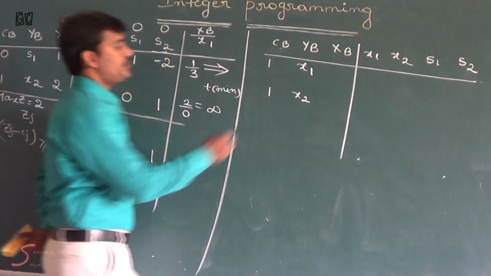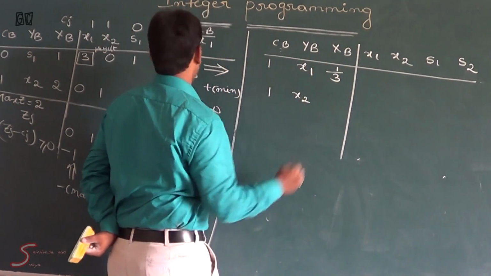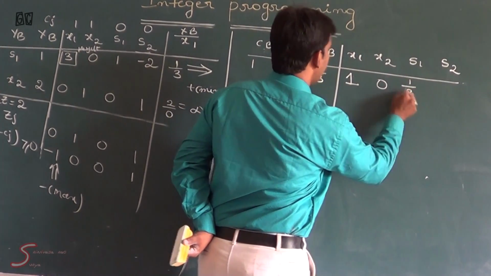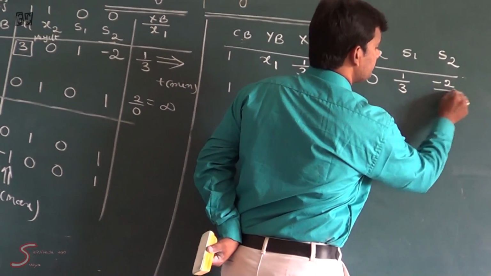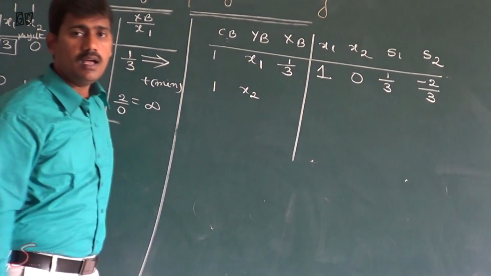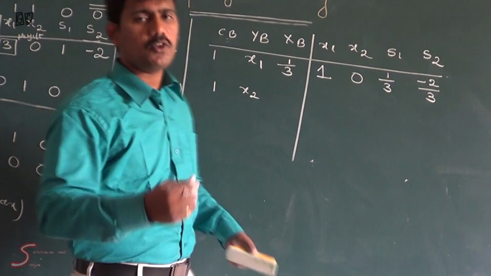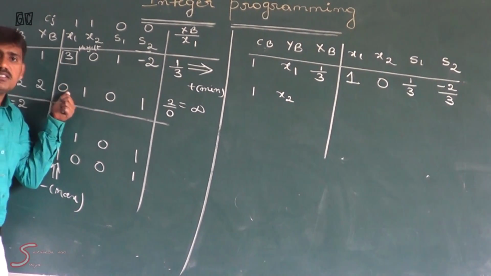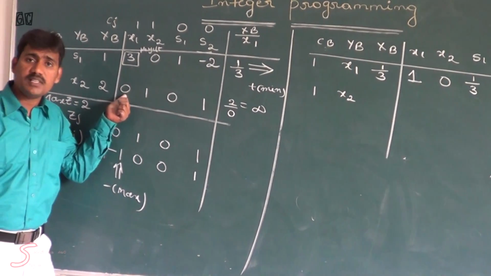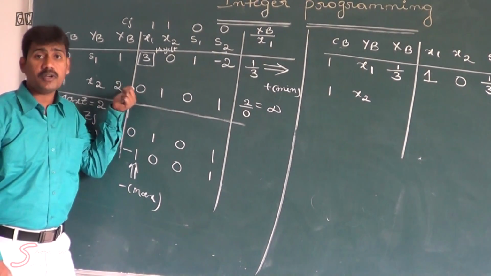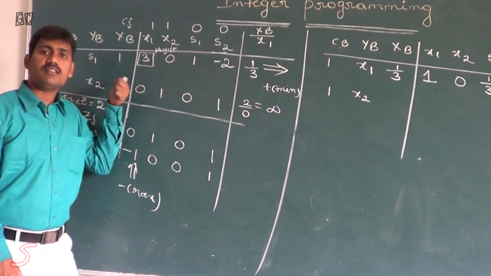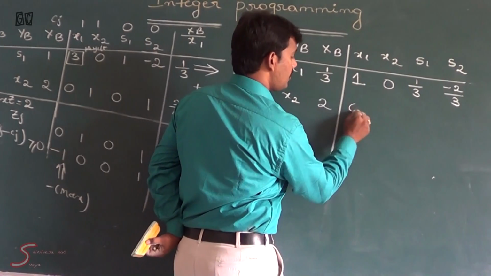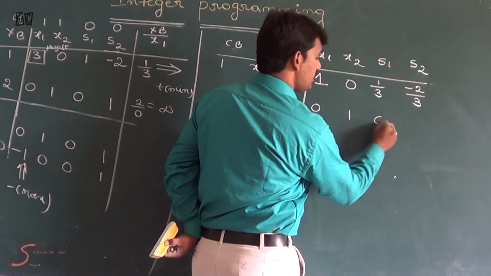That is 1 by 3, 3 by 3, that is 1, 0 by anything is again 0, 1 by 3 and again minus 2 by 3. And all the elements in the key column have to be made 0. Here the key element is 1, and obviously the value is 0, so it's not necessary to make the value 0. So I am simply going to write the values there: 2, 0, 1, 0 and 1.